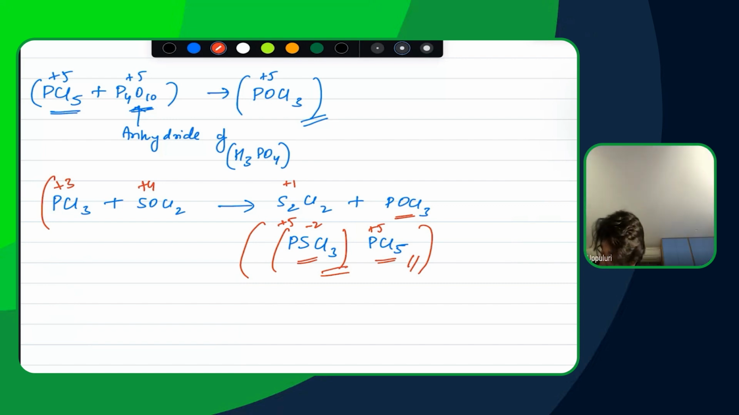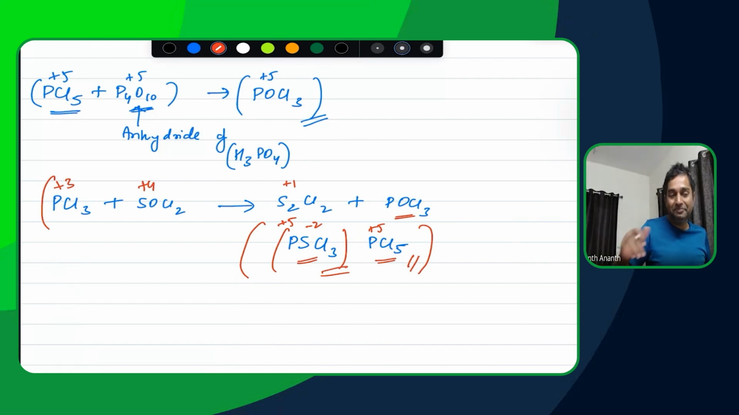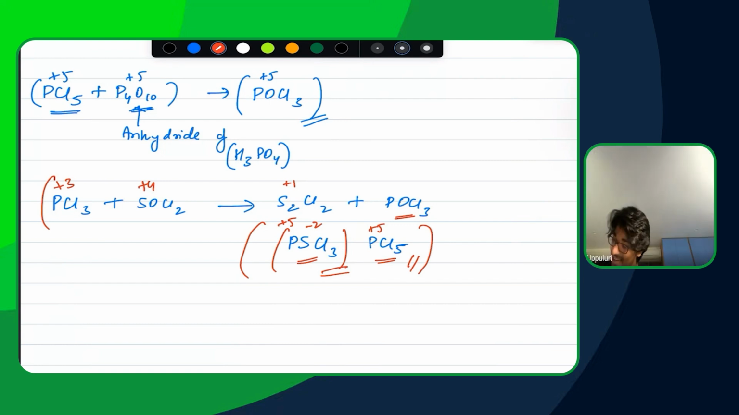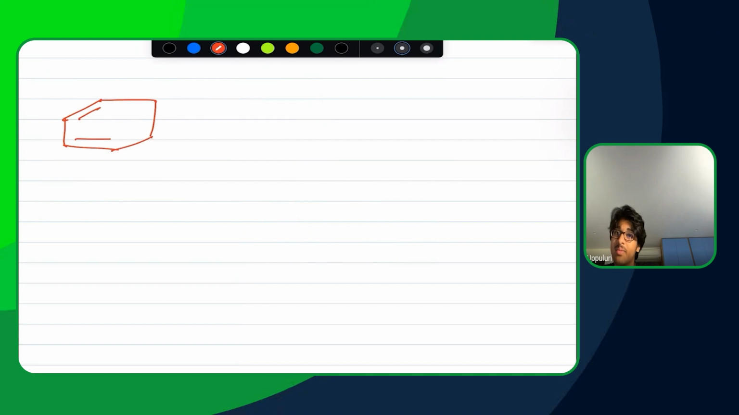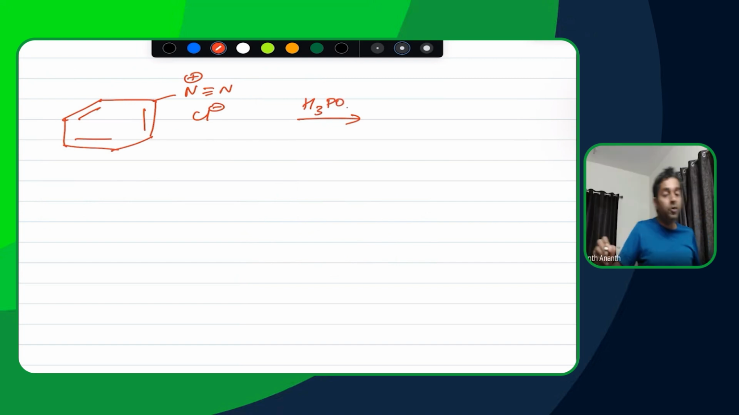C6H5N2Cl plus H₃PO₂. That's needed, not here though, in organic chemistry. Okay, so what is C6H5N2Cl? That's diazonium chloride. With H₃PO₂, this is going to be a fairly interesting and important reaction.